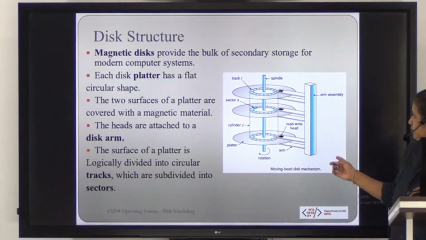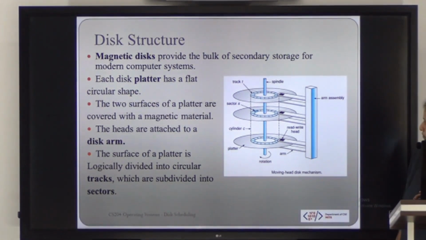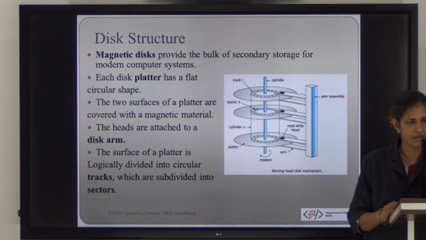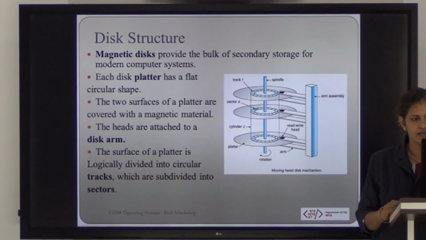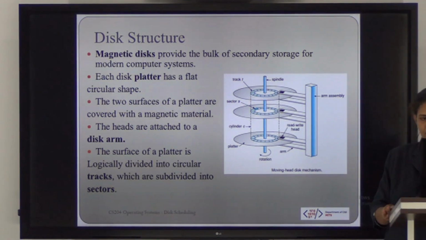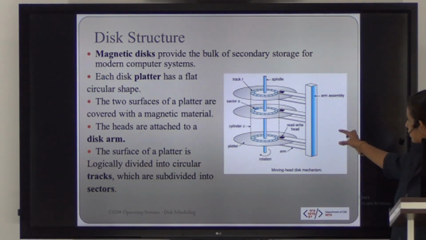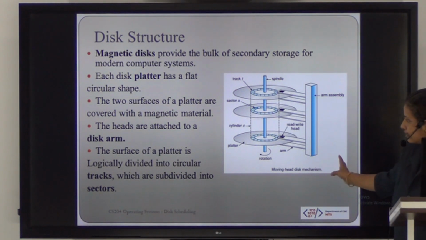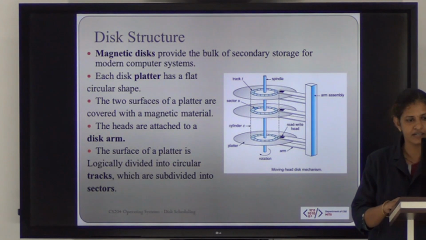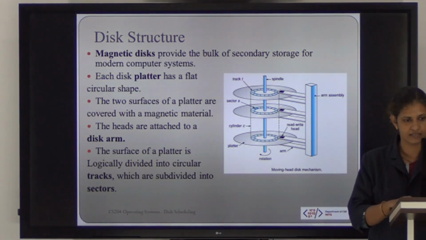This is the architecture of the disk. It provides a massive amount of storage. Each disk is called a platter, which has a circular shape, and the two surfaces are covered with magnetic material. The read-write heads are attached to the disk arm, and the arm assembly considers all the read-write heads as a single unit. The surface of a platter is logically divided into circular tracks, and each track is divided into sectors.